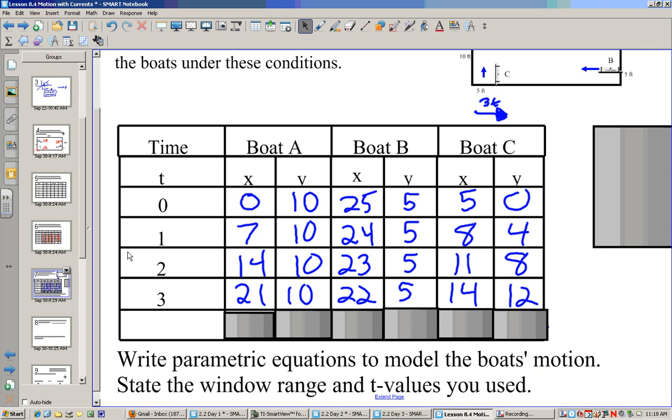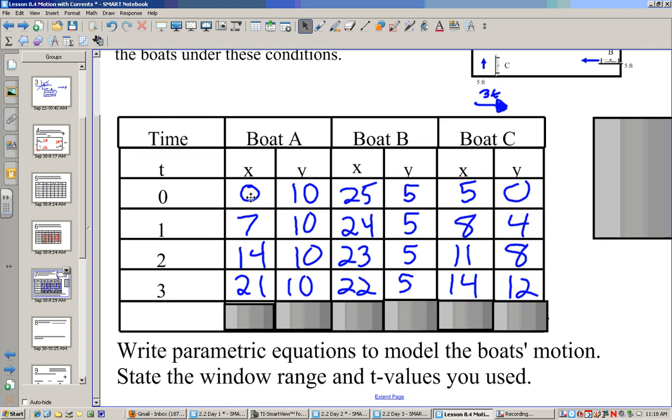So if I wanted to write some equations for this, this is going up 7 per second, so that would be x equals 7t. This is going to stay at 10. Now this x is going to be starting at 25 and going down 1 each time, so 25 minus t, and the y stays constant at 5.